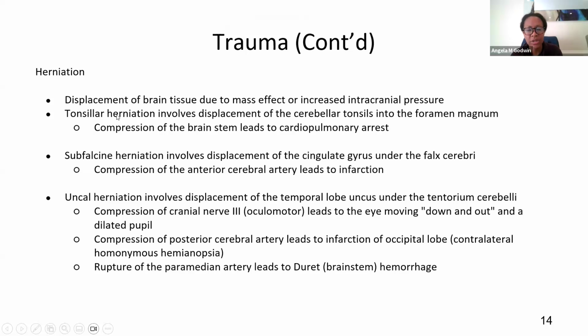With a tonsillar herniation, probably one of the worst you could have, it involves displacement of the cerebellar tonsil, so really the back of the brain, into the foramen magnum. If you think about where that is anatomically, it can cause compression of the brainstem, and once you compress the brainstem, that can send a person directly into cardiopulmonary arrest. So out of all of these, the tonsillar herniation is probably the most concerning.